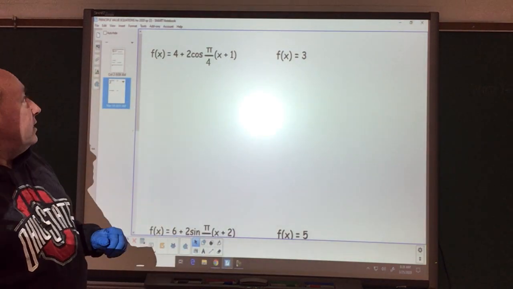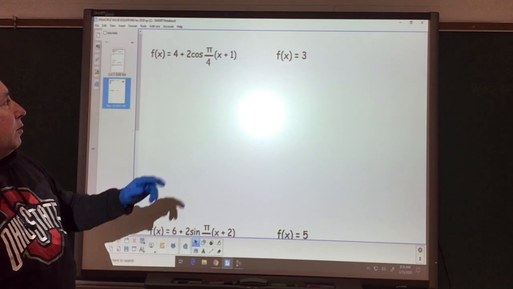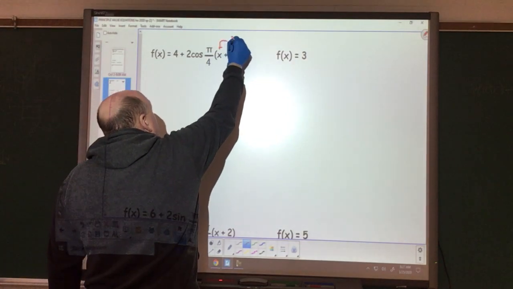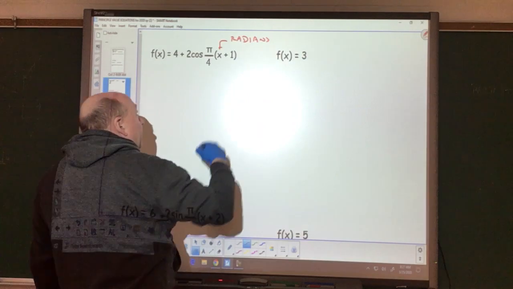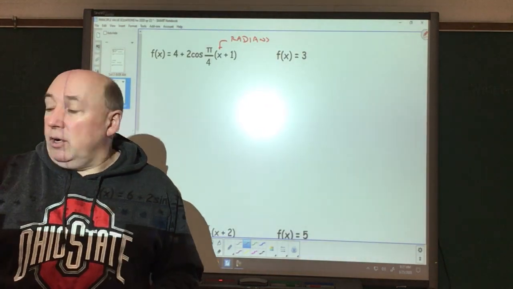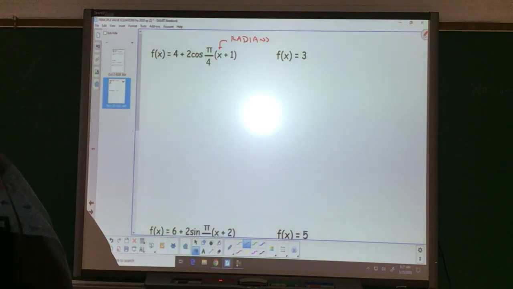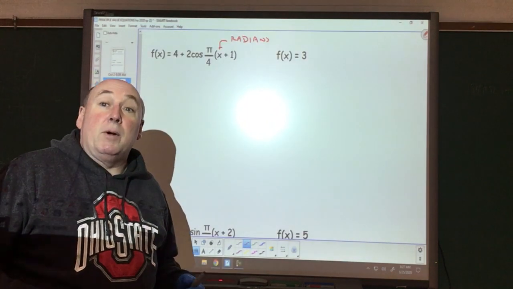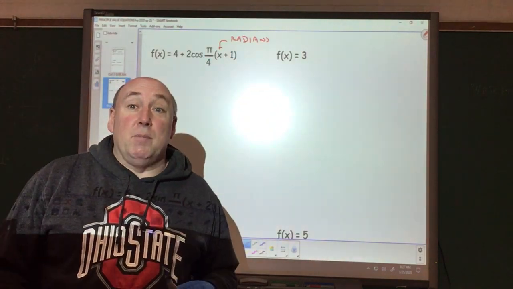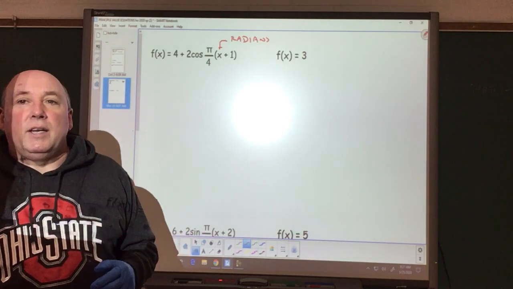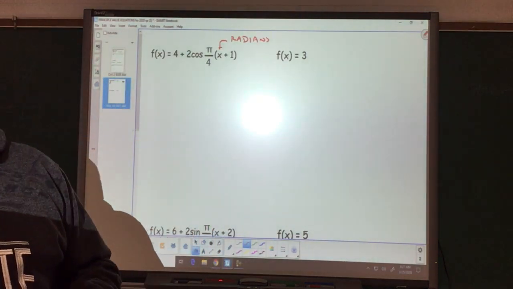We have our function f of x is equal to 4 plus 2 cosine of (pi over 4 x plus 1). Once again, one thing to remember here is that our variable is x, so we need to make sure our calculator is in radian mode. I always check to make sure: oh, I'm in degree mode, so I need to go down to radian mode, and now I'm good, because I would have gotten all wrong answers being in degree mode. So always check what your variable is: is it x in radians or theta in degrees? Always try to remember that.